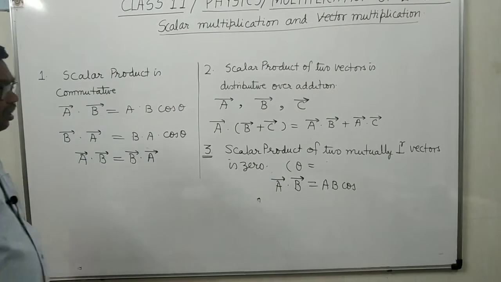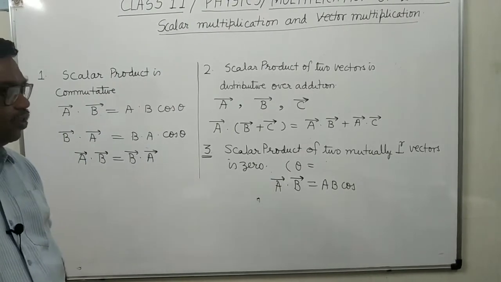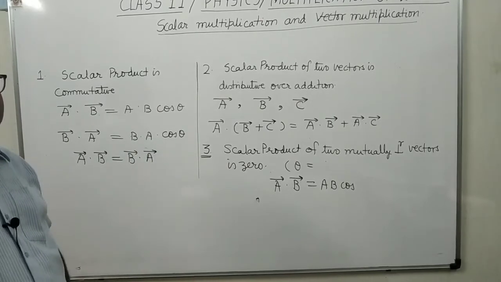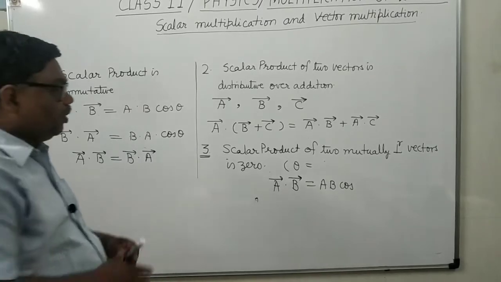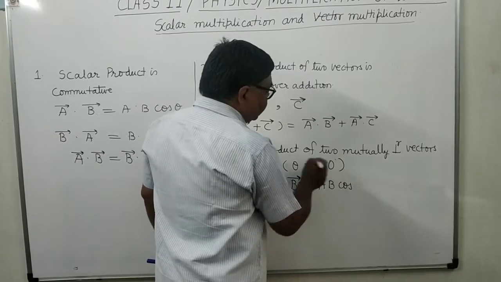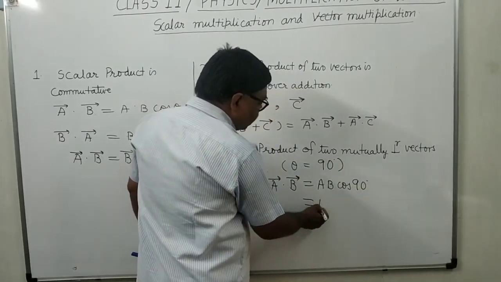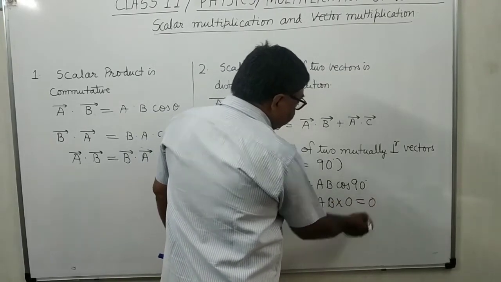Now see here, scalar product of two mutually perpendicular vectors is 0. And why is it 0? Since the vectors are mutually perpendicular, theta will be equal to 90 degree. So it will be equal to cos 90 degree. And what is cos 90? 0. It will be equal to 0.